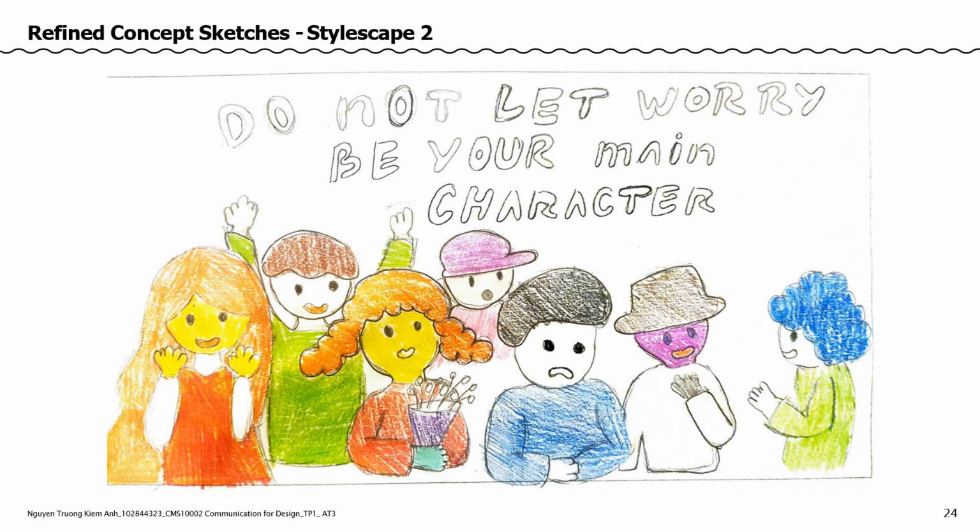Next is my stylescape number two. As you can see, here is a group of happy people with bright colors and one sad-looking person with a sad face. He has anxiety, and I painted him in dark color themes. The message here is: do not let worry be your main character.